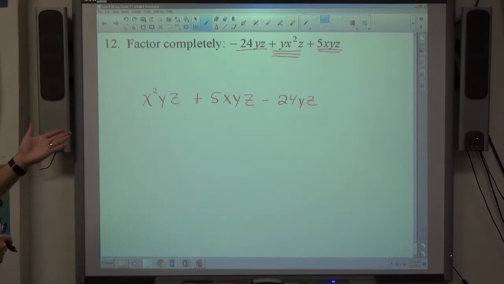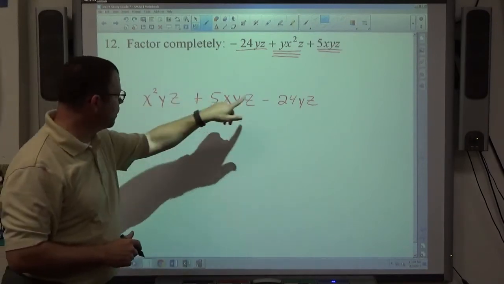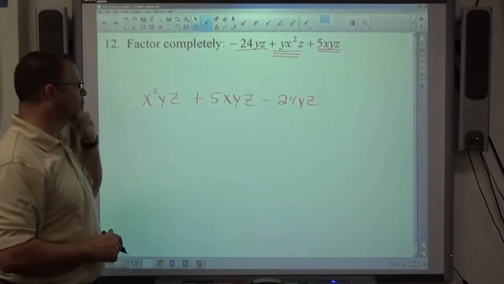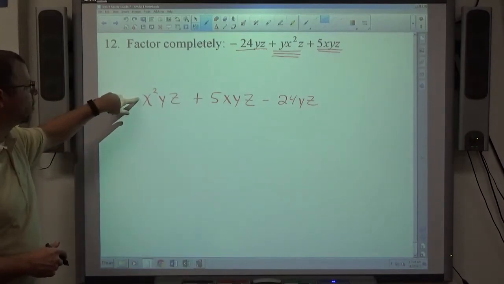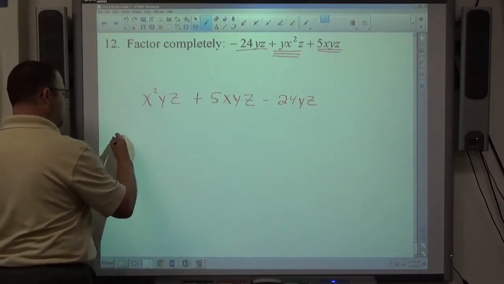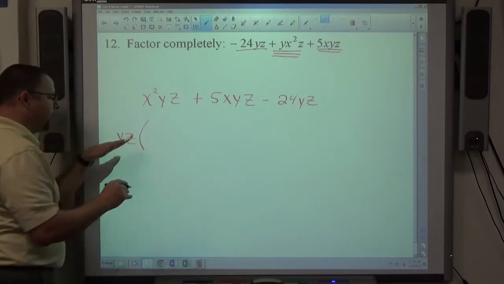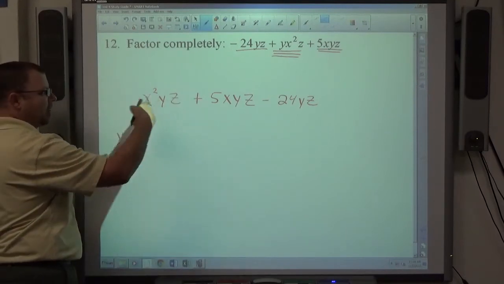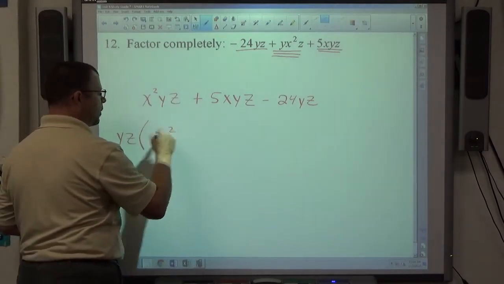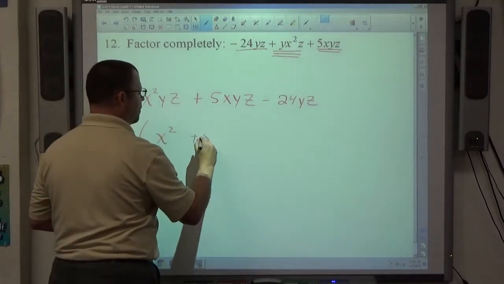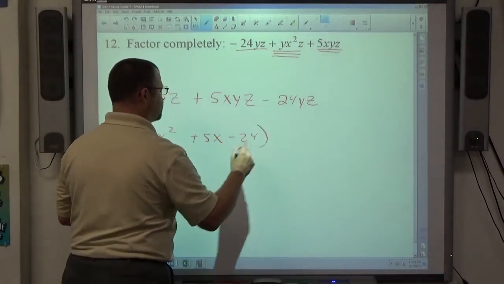And looking at the common factor, yz belongs to everything. 24, 5, and 1 don't have a common factor. My highest power term is positive, so when I take out the common factor of yz, I'm going to let it be a positive yz. That way the signs stay what they are, keeping me a positive x squared. And then of course plus 5x and then minus 24.